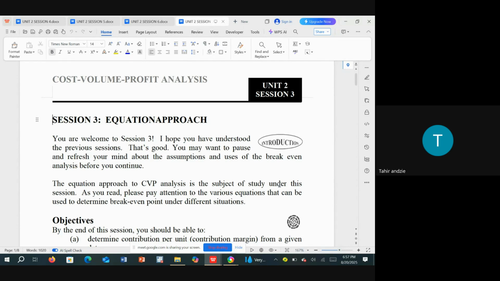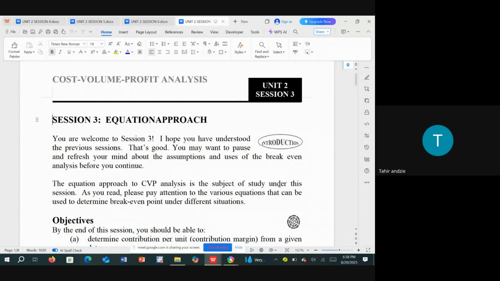And then we can also have a target profit after tax, because normally organizations' profits are taxed. So therefore, if you want to make a given target profit after tax, then the profit element must be grossed up with the tax element.